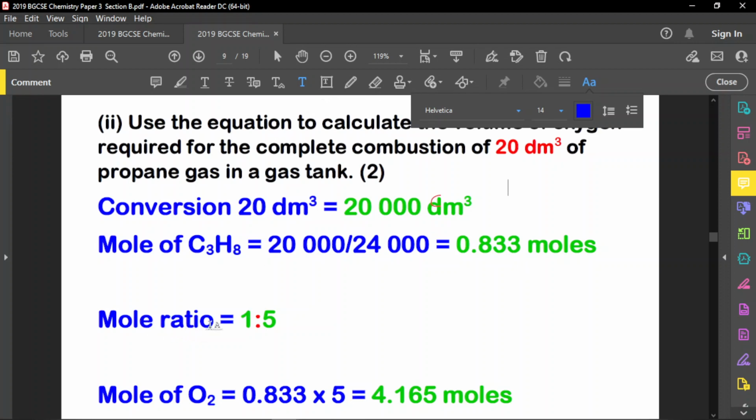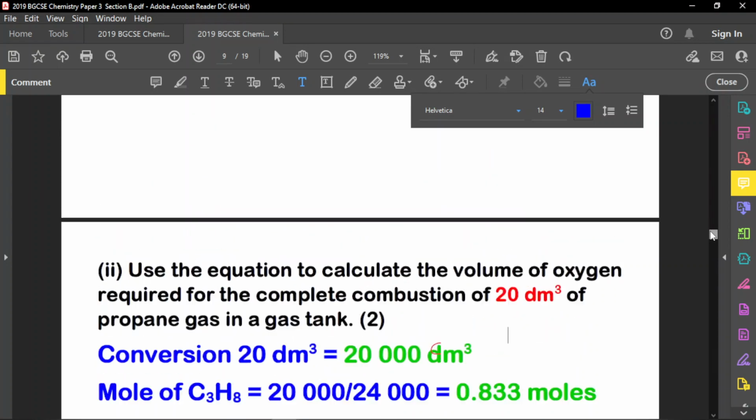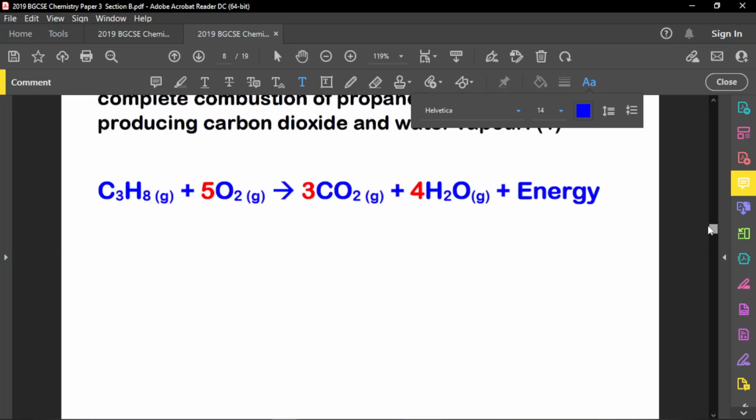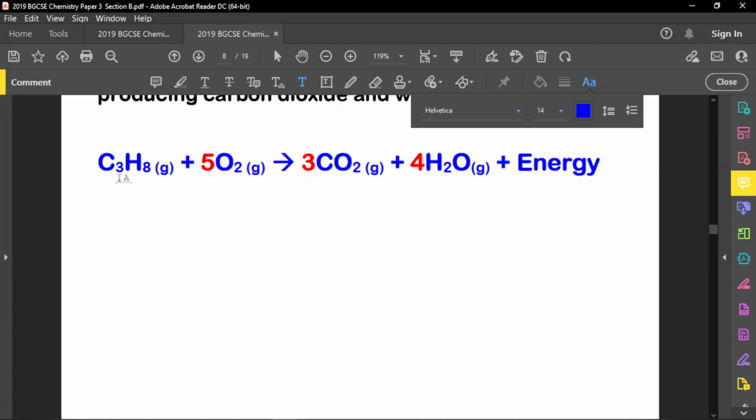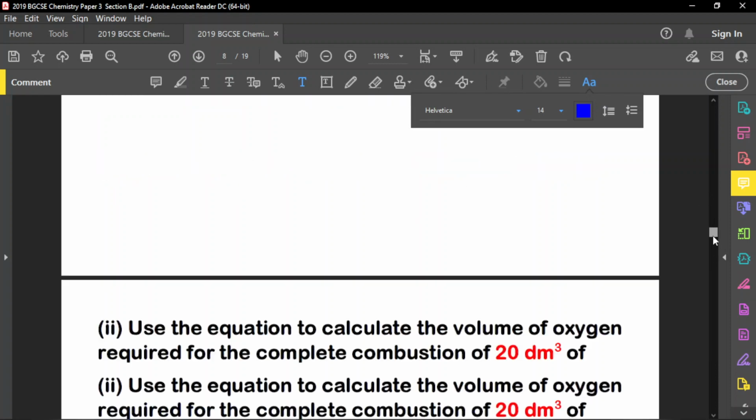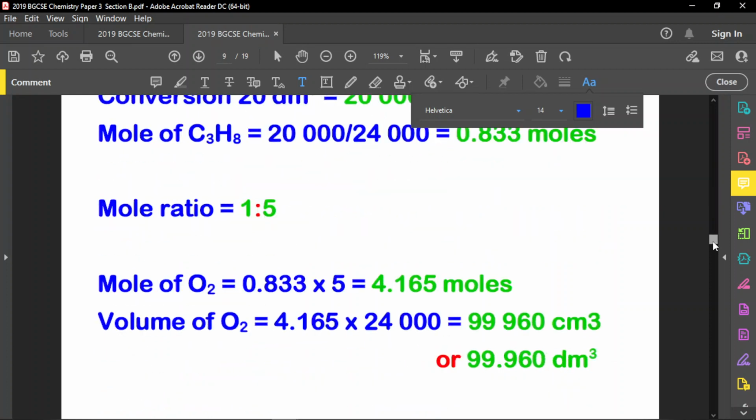And so based on the mole ratio, we know it's a 1 to 5 based on the equation. So based on the equation, the molar ratio is 1 to 5. Notice it there. So 5 for oxygen and 1 for the propane. Based on the mole ratio, now what we're going to do is to find the mole of oxygen by multiplying the mole here by 5. And therefore, if you multiply the mole by 5, what you get is 4.165 moles.